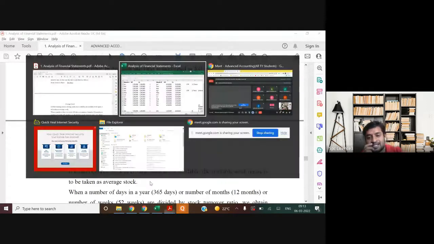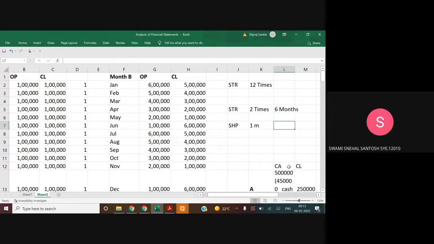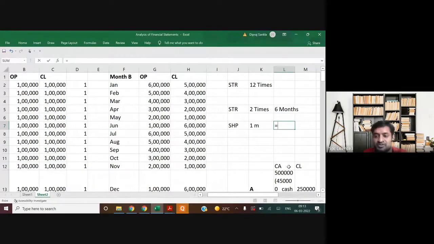Next thing I want to teach you is the average age of inventory, or stock holding period. SHP means stock holding period. Now you tell me, in a company, what is the average age of inventory or stock holding period? For how many days is stock held in a company? 1 month. And in a big company it is 6 months. For 6 months, stock is stored, stock is held, right?